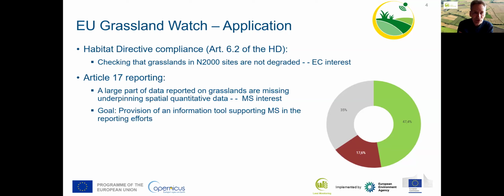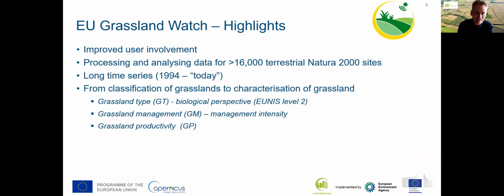And on the other hand, of course, we have a second client, which is, let's say, mainly the European Commission. And they are more interested in the overall Habitats Directive compliance, seeing that the Natura 2000 sites are in a good condition and are not degrading, so that nothing is going in the wrong direction. Better, of course, if it goes in a better direction.